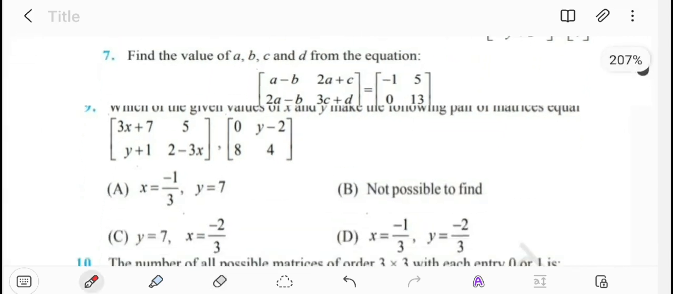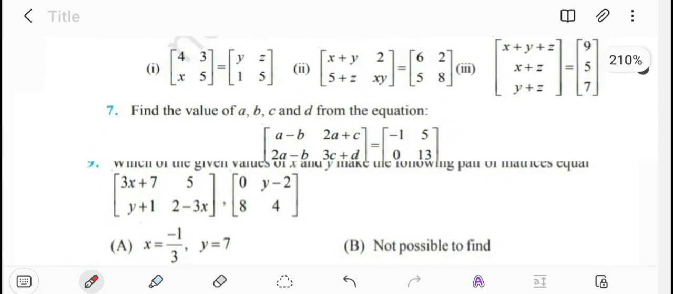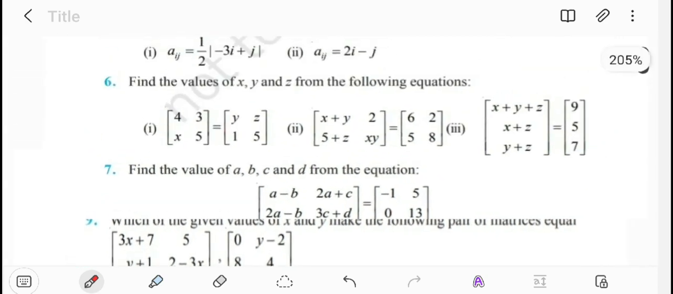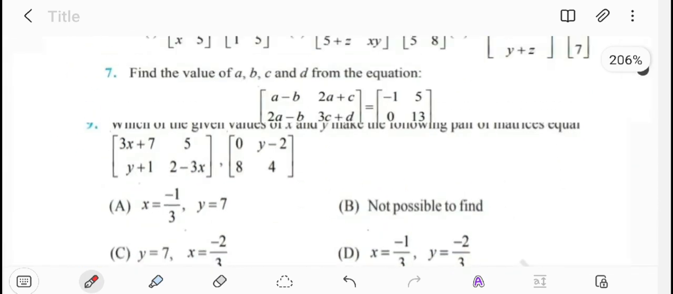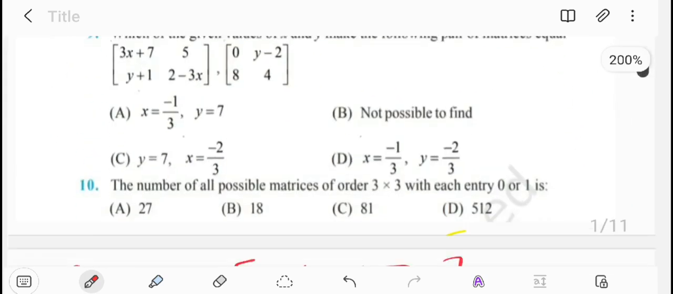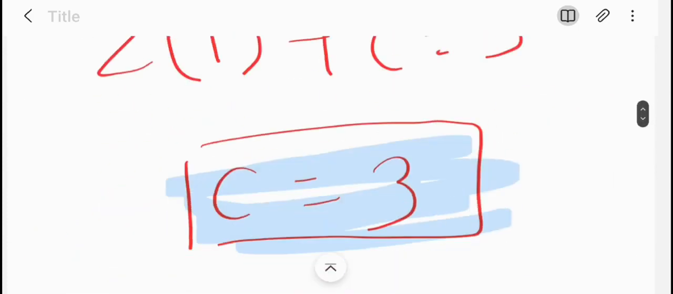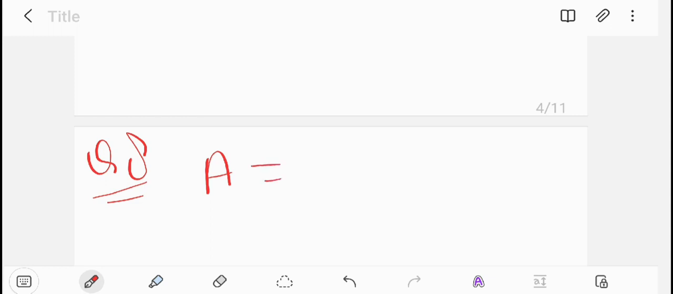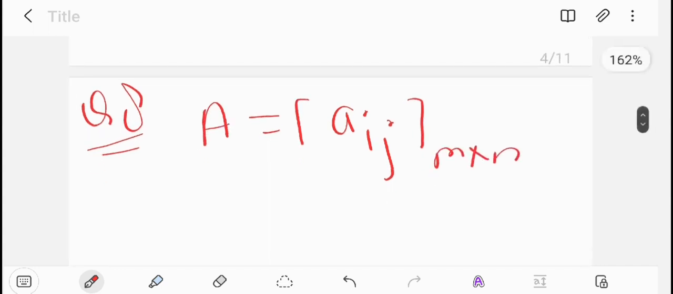Moving ahead to question number 8. Question number 8 is missing from here, I guess. No problem, you can refer to your NCERT book for question number 8. Let me read it out for you. Question number 8 says that we are given A as a matrix in this form. What are we asked? We are asked what should be the condition on M and N so that it is a square matrix.